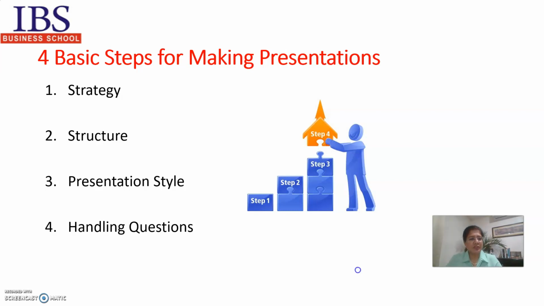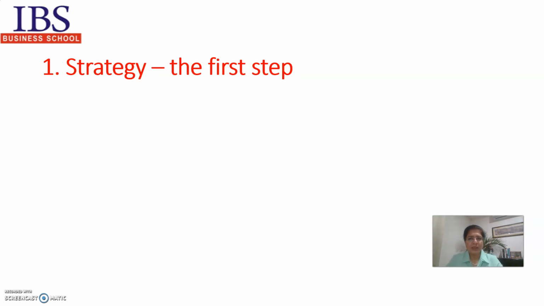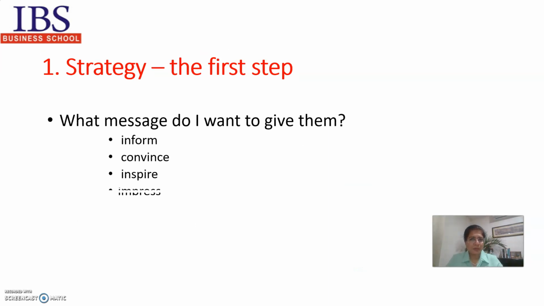Let's talk about the strategy first, which is the first step, right? So when you decide about the strategy, you are definitely keeping in mind the audience which you're going to target. And once you decide and understand regarding the audience, then you should know what is the kind of message you want to give to that audience. Is it just to inform about something? That is, you are sharing some information. Or is it that you want them to be convinced about something? It is an inspiring thing. You want to inspire them, motivate them.